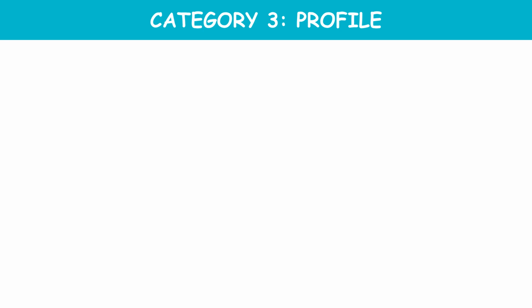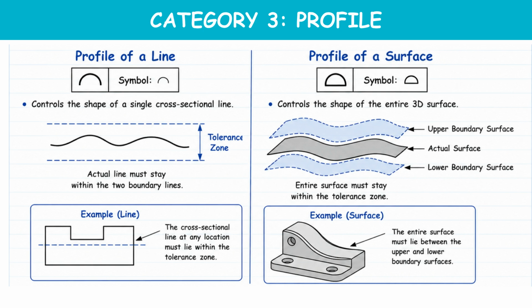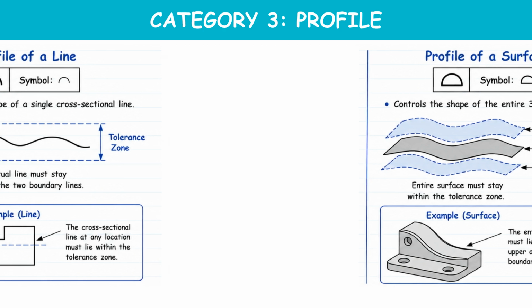Next is profile control. Profile is one of the most powerful GD&T controls. It controls the entire shape of a feature. This is especially useful for complex surfaces found in automotive interior and exterior parts. Instead of controlling multiple dimensions separately, profile can control the complete contour with a single tolerance.